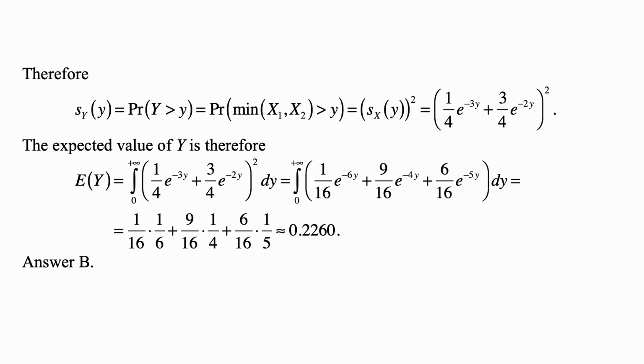The first integral would be 1/16 times the integral from 0 to plus infinity of e to the minus 6y. That's the integral of a survival function of an exponential distribution with mean 1/6, so the value of that integral is 1/6. Same way, the integral of e to the minus 4y dy is 1/4, and the integral from 0 to plus infinity of e to the minus 5y dy is 1/5.